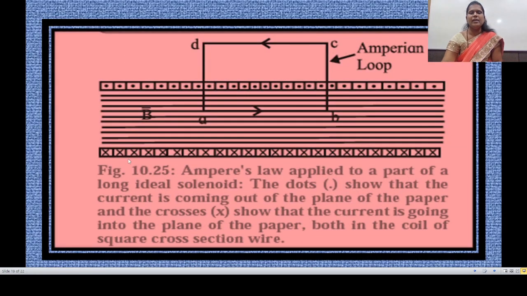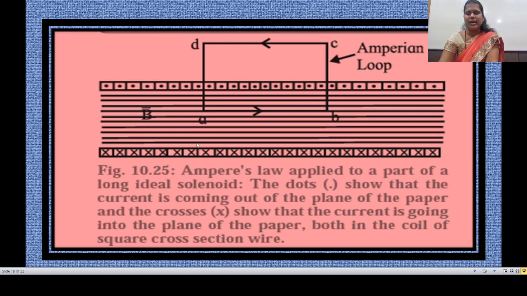In this diagram, here is the rectangular shape ABCD. It is part of a long solenoid, and the dot shows that current is coming out, and the cross shows that current is going into the plane of the paper. These are the Amperian loops A, B, C, D. Inside, the magnetic field is present. Outside, the magnetic field is very weak.